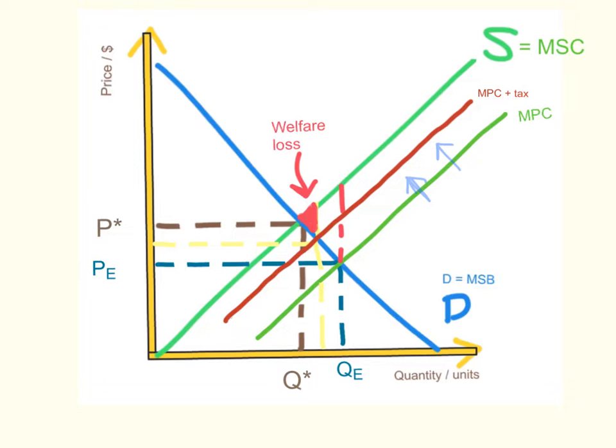Now, if the government could actually add a tax that would shift the MPC curve all the way up to the MSC curve, marginal social cost curve, that would get rid of the welfare loss altogether. But again, that is quite difficult to achieve, and it is quite difficult to measure the perfect taxation rate that would fully internalize all the external costs.